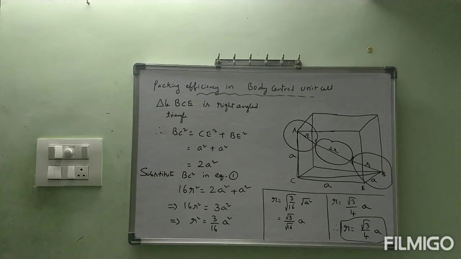Substitute BC square in equation 1. Then it will become 16R square is equal to 2A square plus A square. 16R square is equal to 3A square. R square is equal to 3 by 16 A square. Then finally we got the relation as R is equal to root 3 by 4 A. This is the relation between radius of the particle and edge length A in body centered unit cell. Now we have to go through packing fraction.